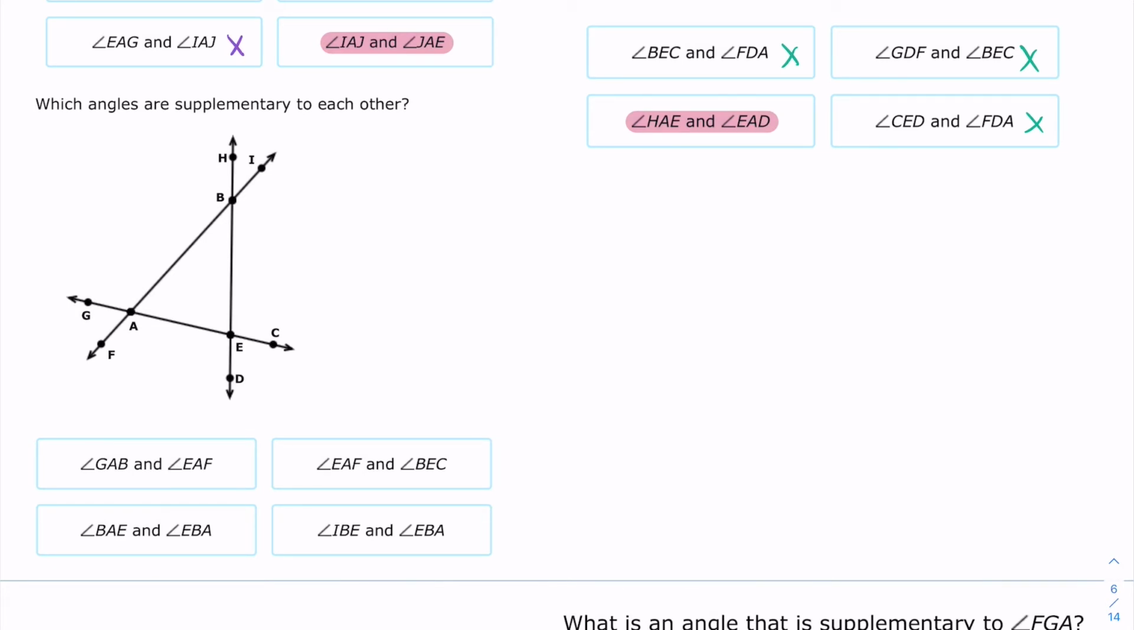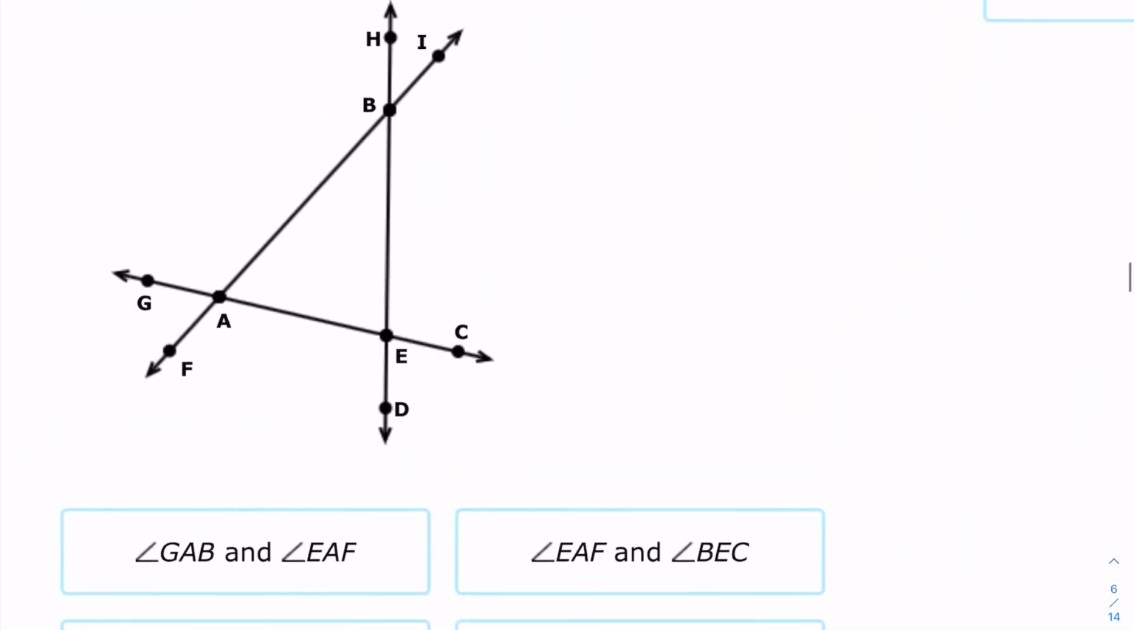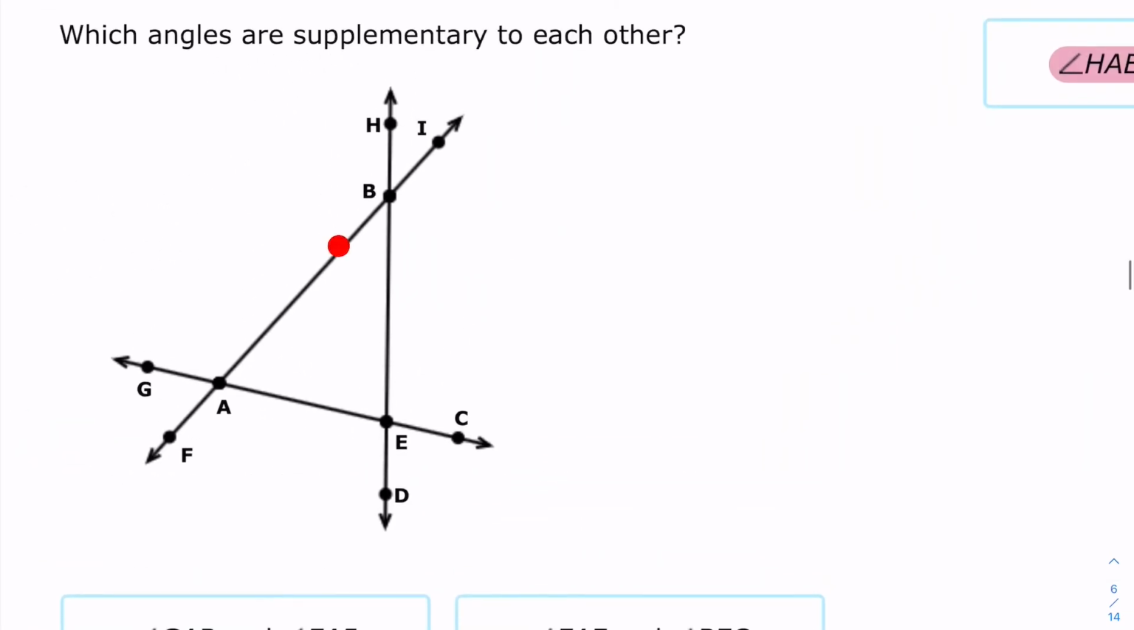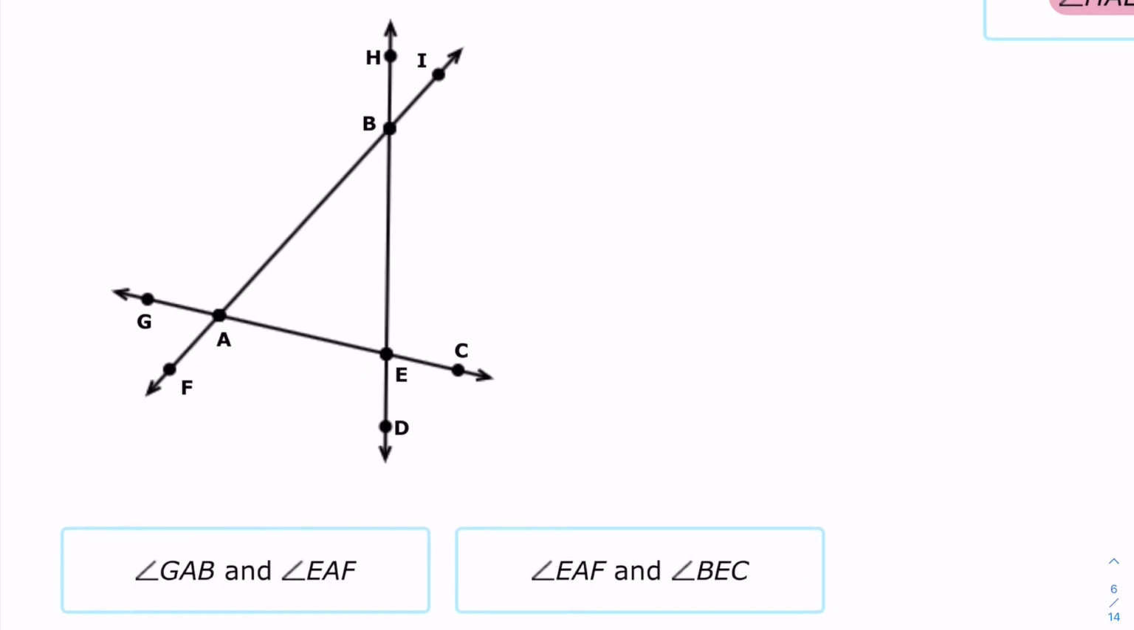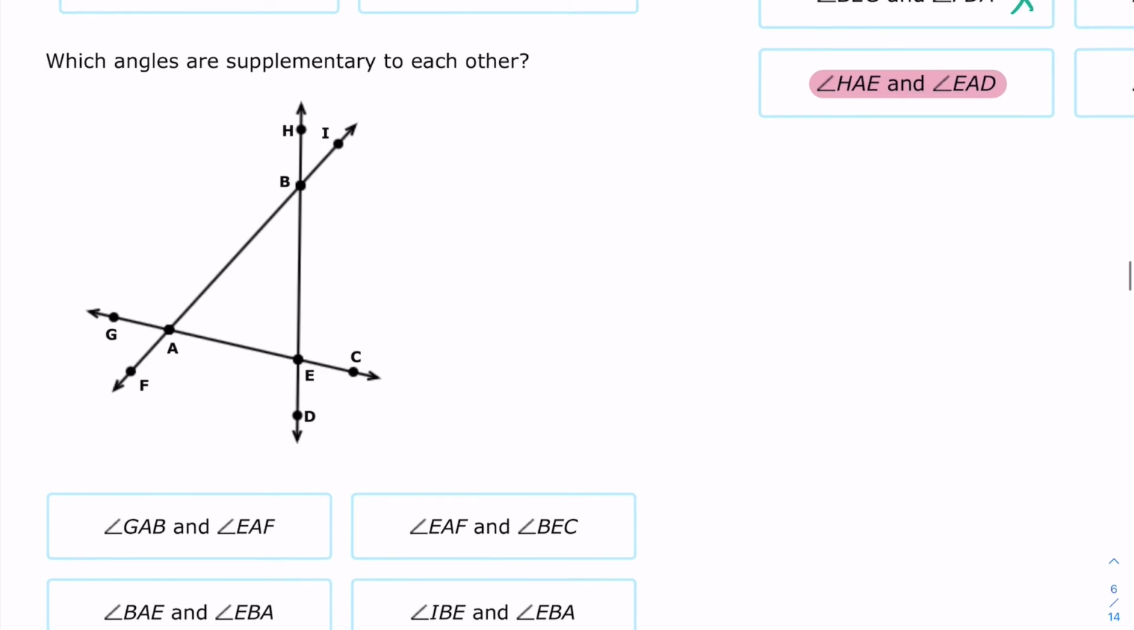Alrighty, so which angles are supplementary to each other? And for this one, we are going to look for that linear pair. So we're going to look for either these two, or these two, or these two and these two, or maybe these two, or these two, and so on. So there's really 1, 2, 3, 4, 5, 6, 7, 8, 9, 10, 11, 12 possible options. But only one of the ones listed here will work. So the first one is GAB. So GAB is this angle here.